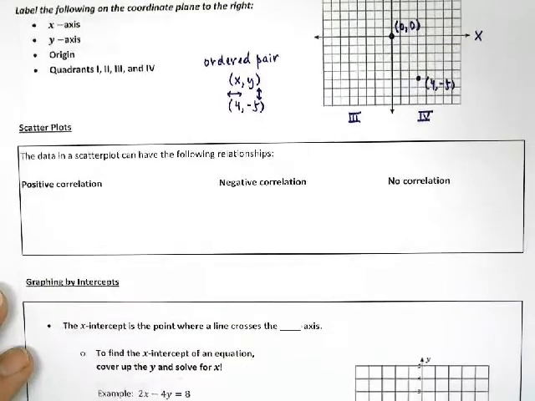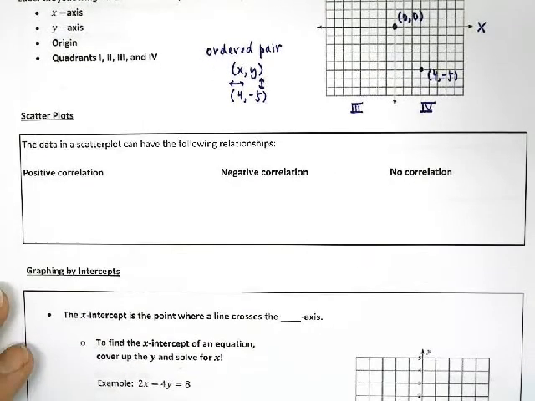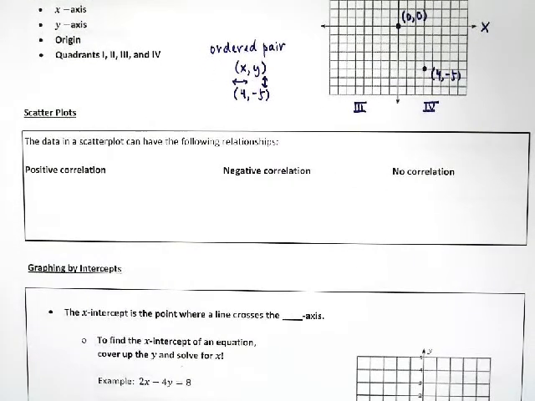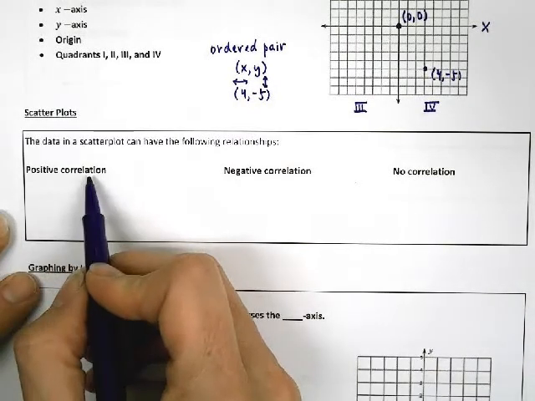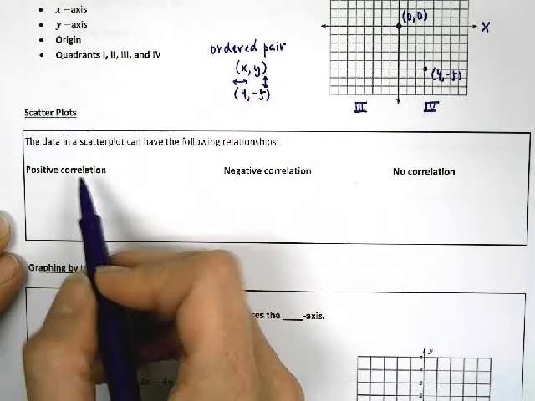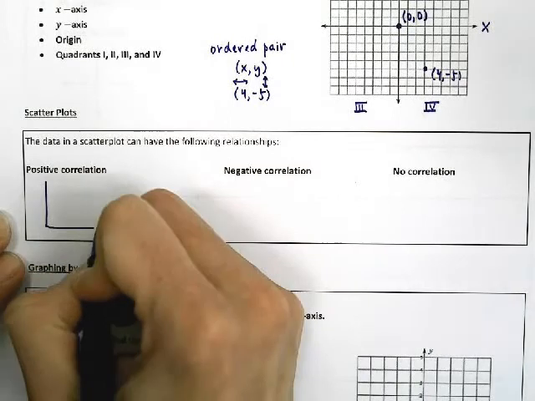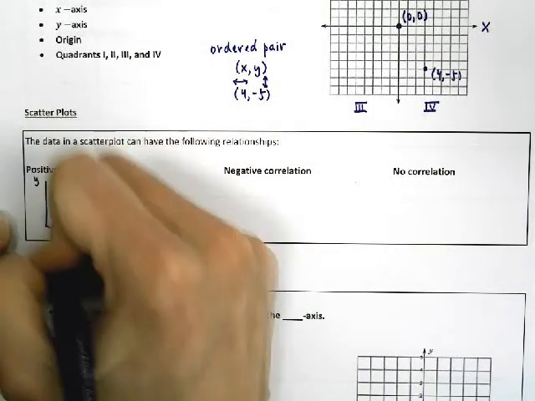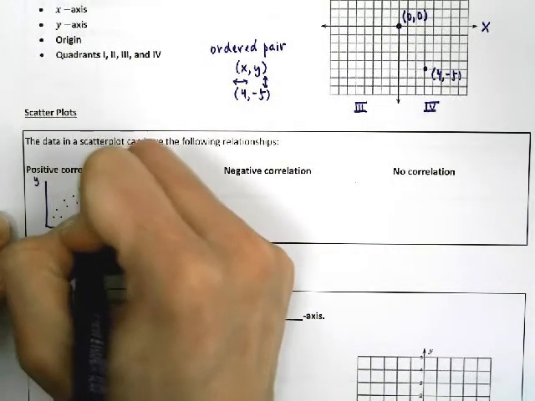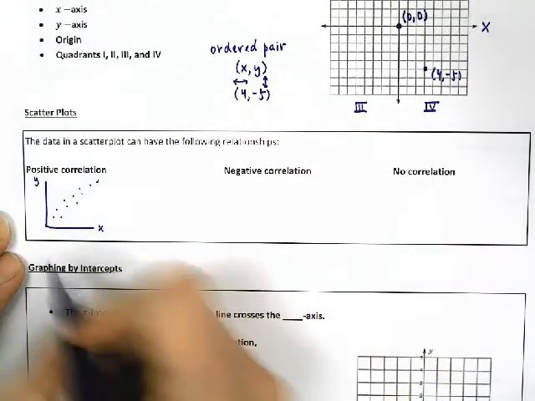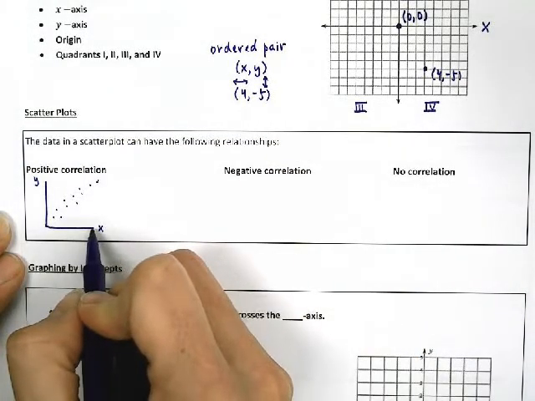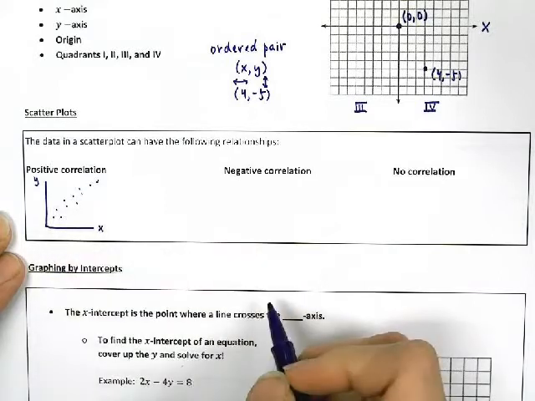Okay, after we talked about the coordinate plane, we talked about scatter plots, and that was just graphs, remember, where we were plotting sets of data. A big thing in that section was talking about correlation, right? How the data is related. So what we need to know here is if I have a positive correlation, here's my x and y, my data might look something like this. So as the value of x goes up, the value of y goes up as well.